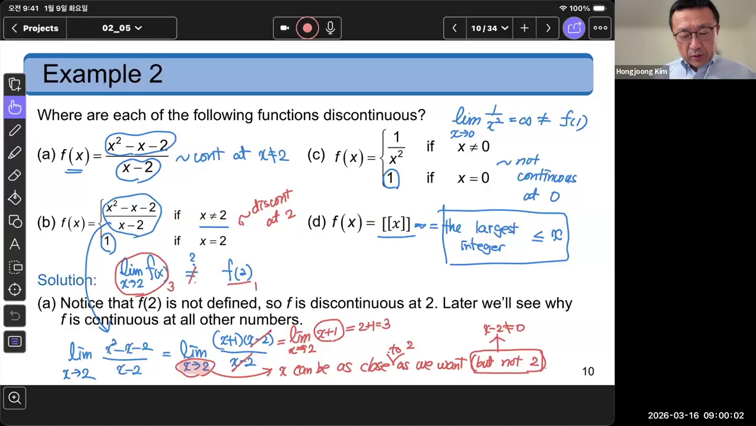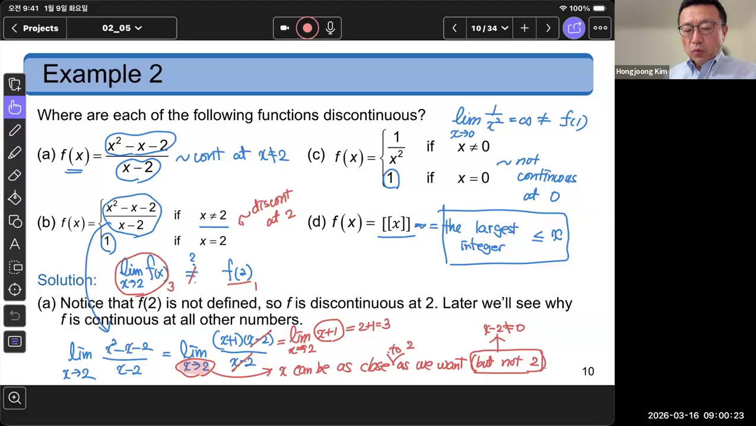Okay, good morning, everyone. We were talking about the discontinuities considered in example two. Let me briefly review what we considered in the example and then go to the next one. In this example two, we consider three types of different discontinuities.